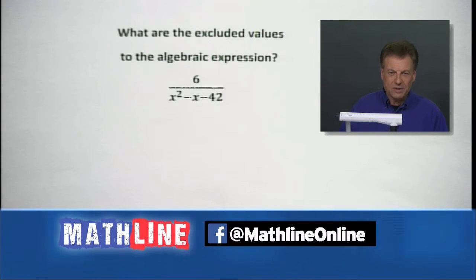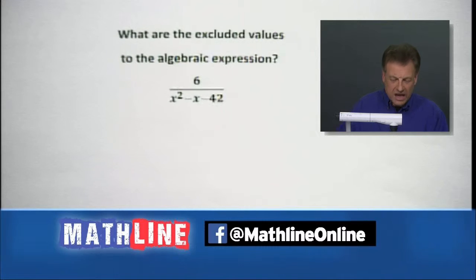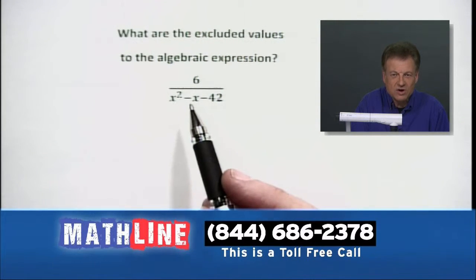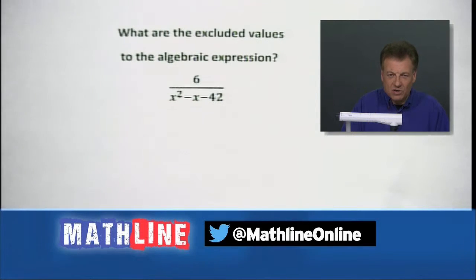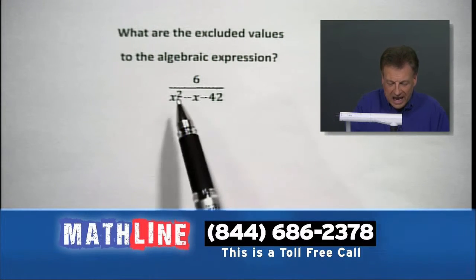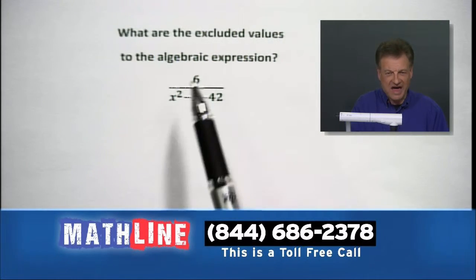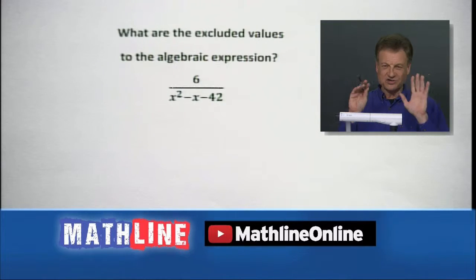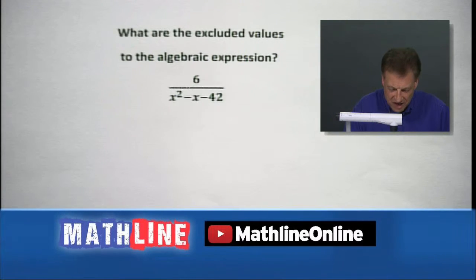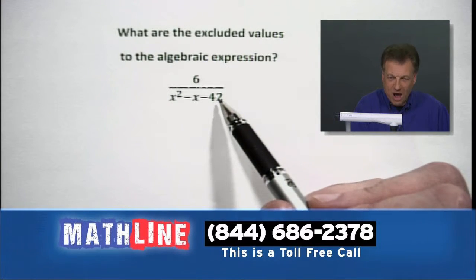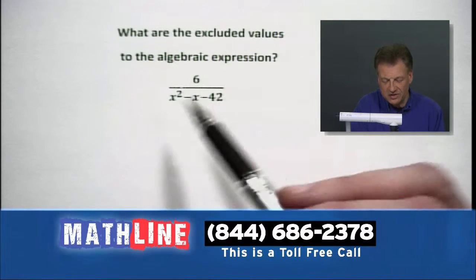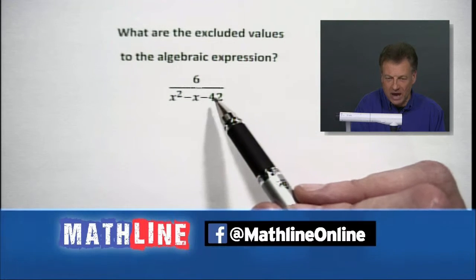So let's take a look at our paper here and see what we have going. We have a starting point here. It says, what are the excluded values to the algebraic expression? Well, you say, Ernie, what do you mean, things that won't work? Well, the things that we want to make sure will work or won't work happen in the denominator. This 6 is fine. Don't worry about our 6. It's by itself. But this x squared minus x minus 42 is where the problems lie, because there are possibilities that we could get a 0 out of here.